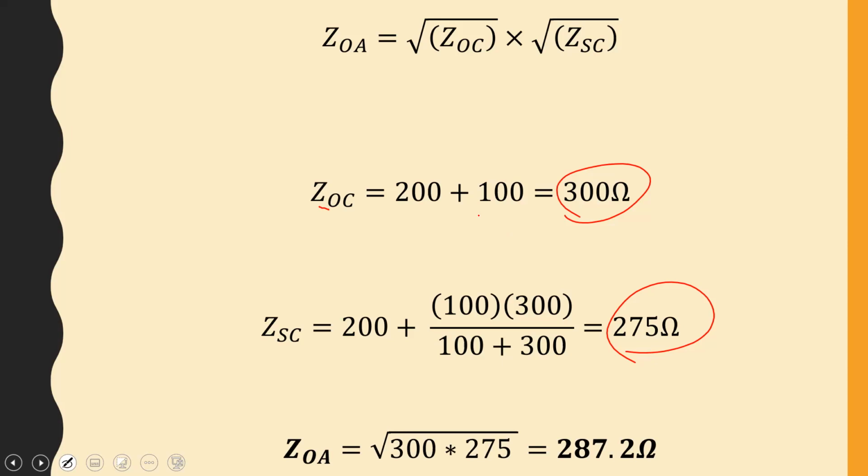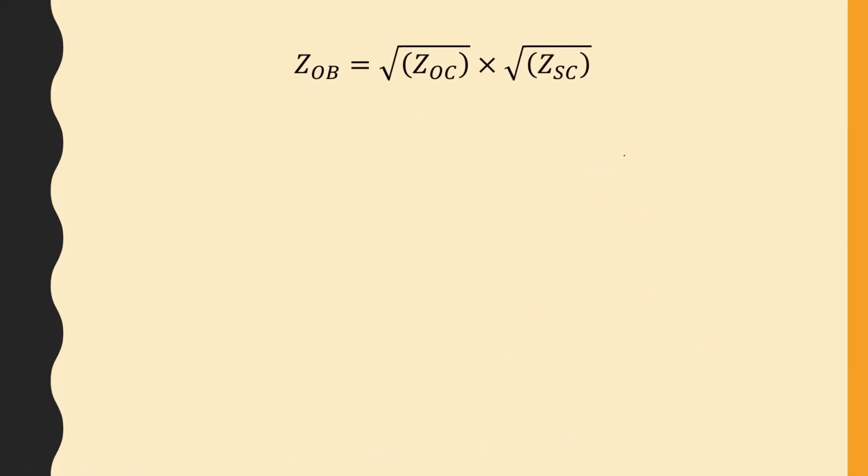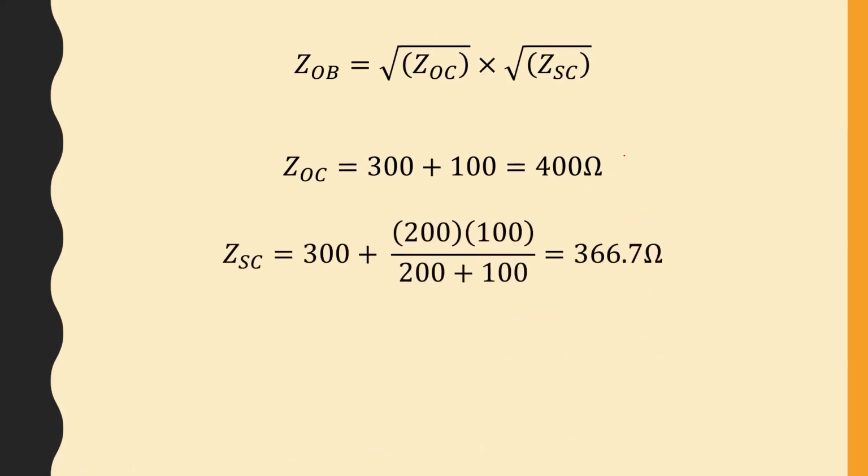If I now move to port B, again we're using the same formula. That will be the square root of the product of the open circuit and short circuit impedances. For the open circuit, looking from B, it will be 300 plus 100. And for the short circuit, the 300 plus 200 in parallel with 100. So we get 367, which gives us ZOB to be equal to 383 ohms. So the image impedance from B is 383.